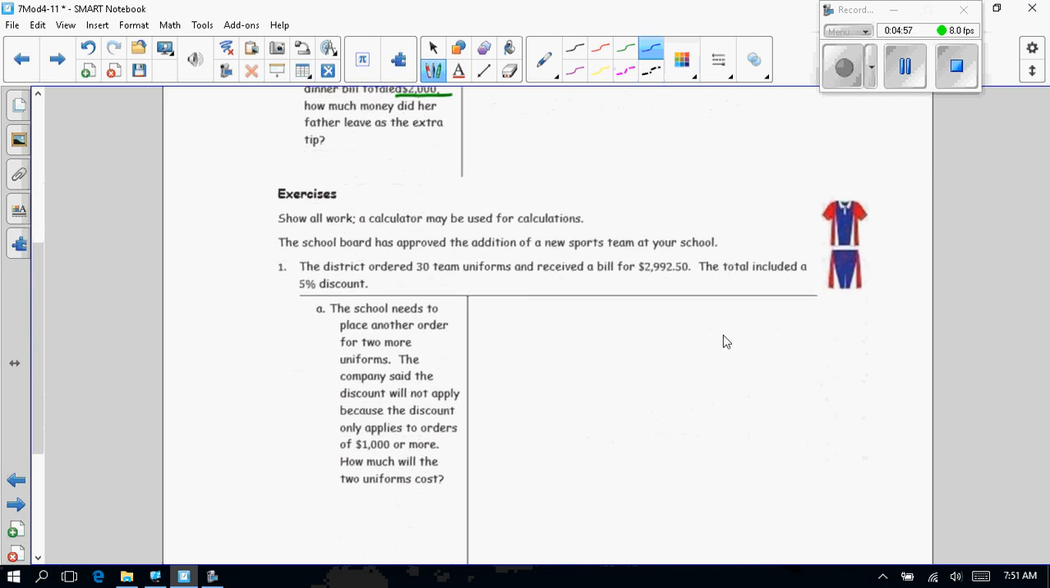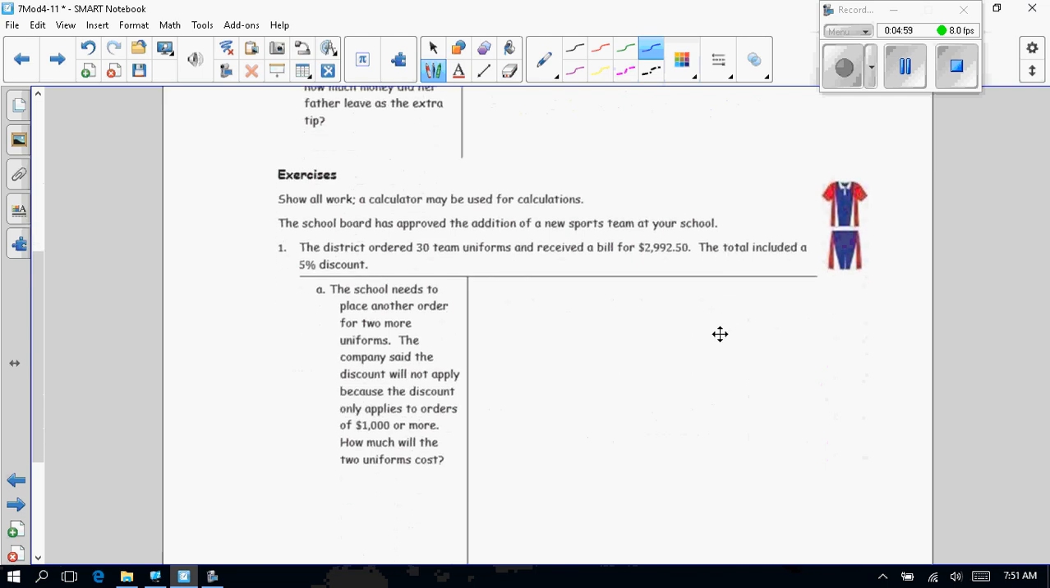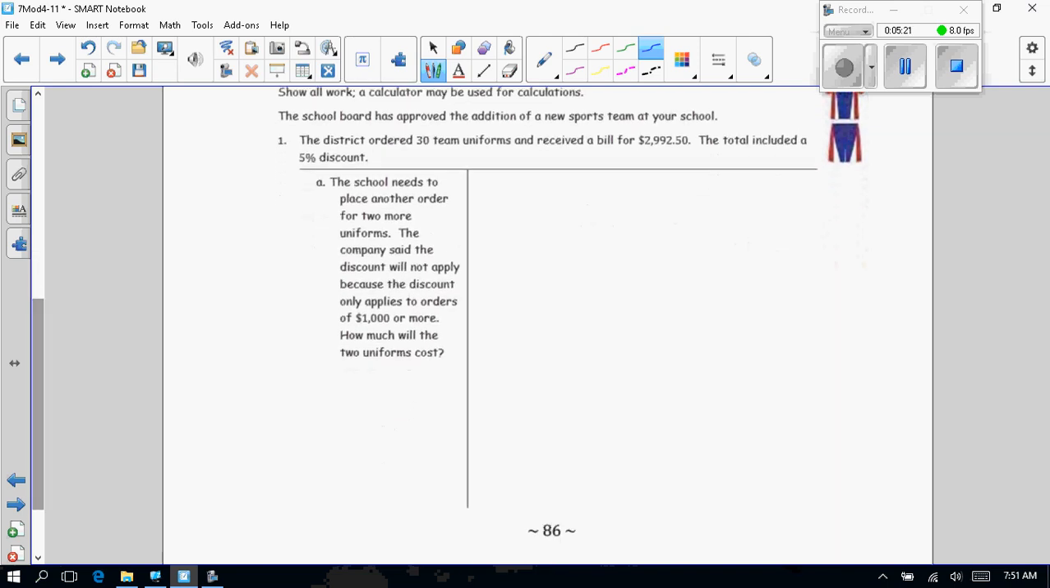Here we go. The school board has approved the addition of new sports teams for your school. The district ordered 30 team uniforms and received a bill for $2,992.50. The total included a 5% discount. The school needs to place another order for 2 more uniforms. The company said the discount will not apply because the discount applies on orders of $1,000 or more. How much will the 2 uniforms cost?